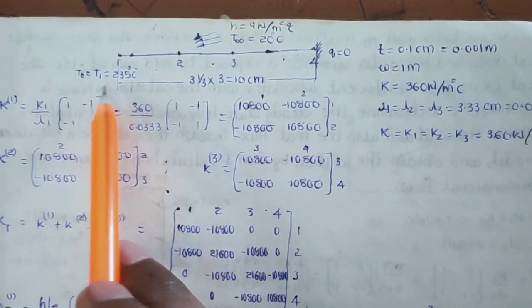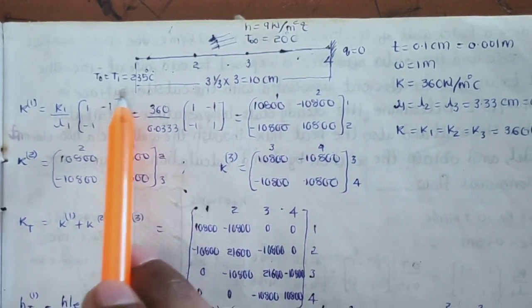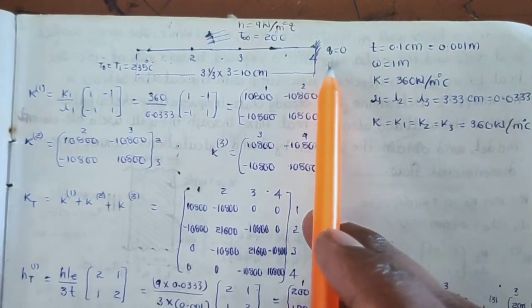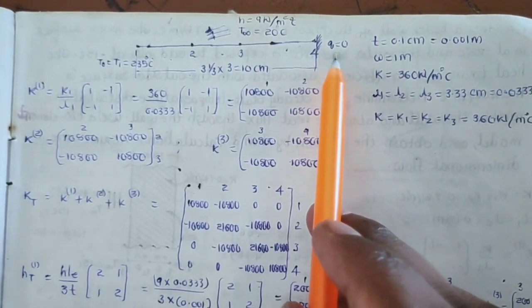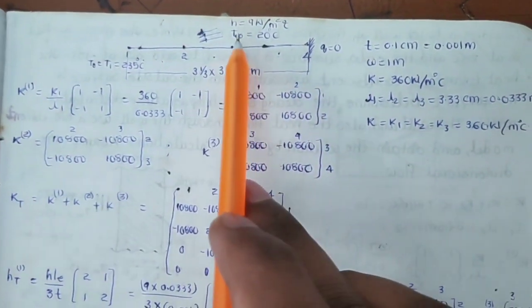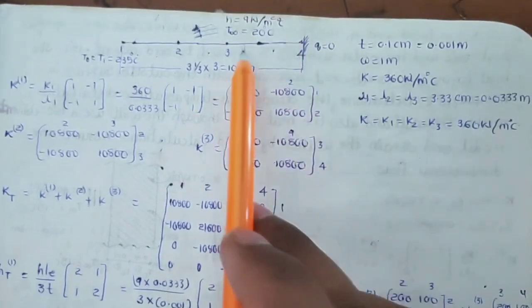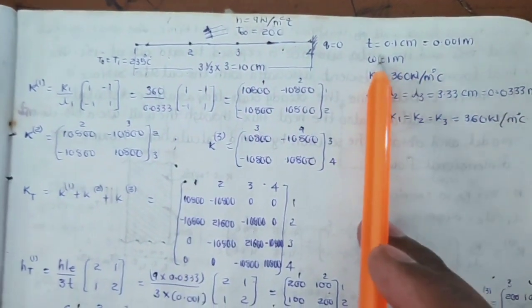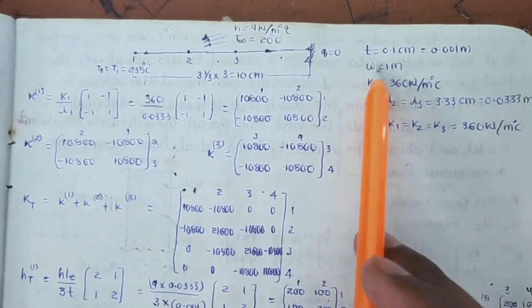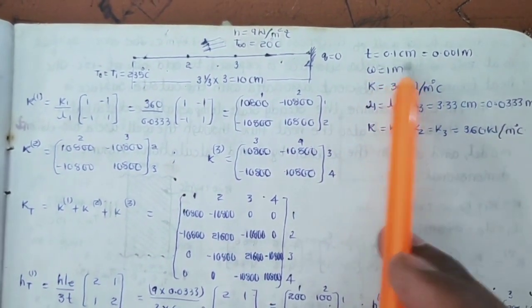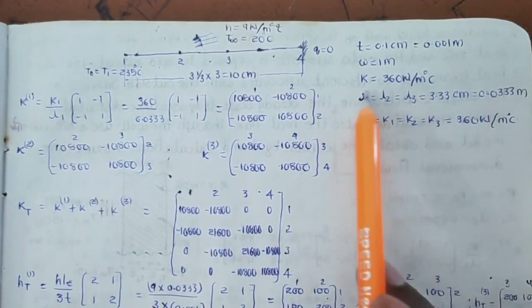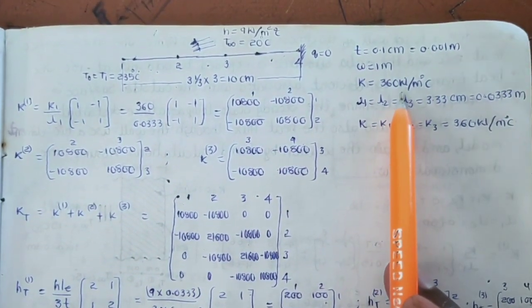T1 is equal to 235 degrees centigrade, and this is the insulation at the end, so Q will be 0. Similarly, it is given h is equal to 9 watt per meter degree centigrade and T infinity is 20 degrees centigrade. Here it is given t is equal to 0.1 centimeters or 0.001 meters. W is equal to 1 meter. K is equal to 360 watt per meter degree centigrade.